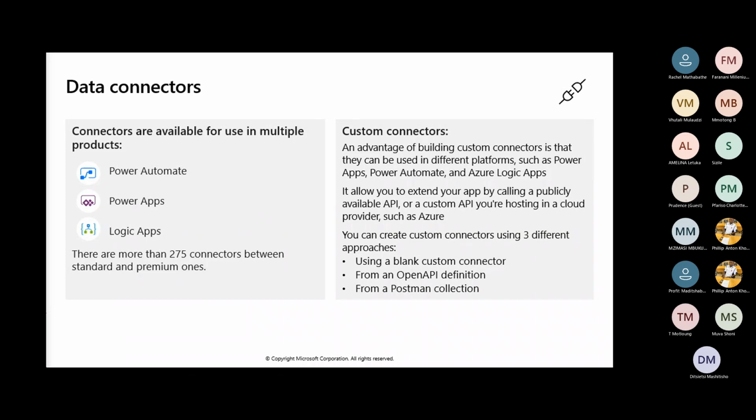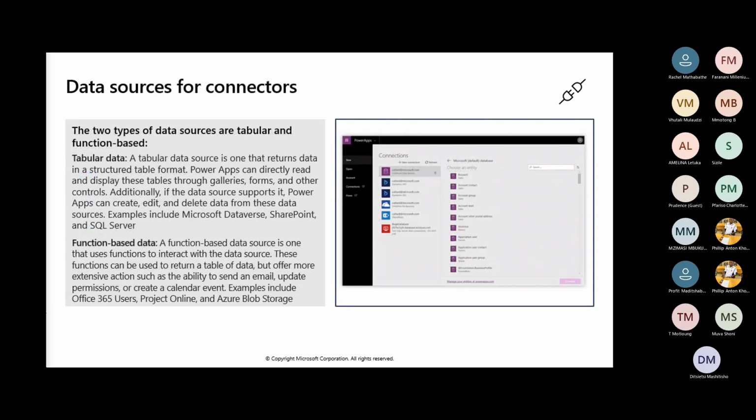Right. Yeah, so you can create custom connectors using 3 different approaches. First is using a blank custom connector. The second one is from an open API definition. The third one, or rather the last one, is from a Postman collection. Okay. And then now let's look at data sources for connectors.